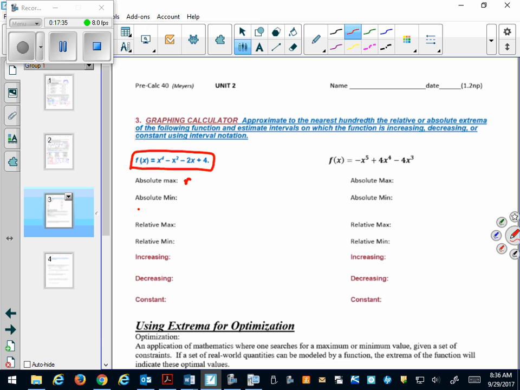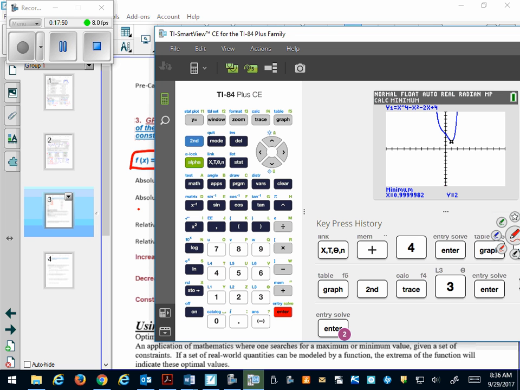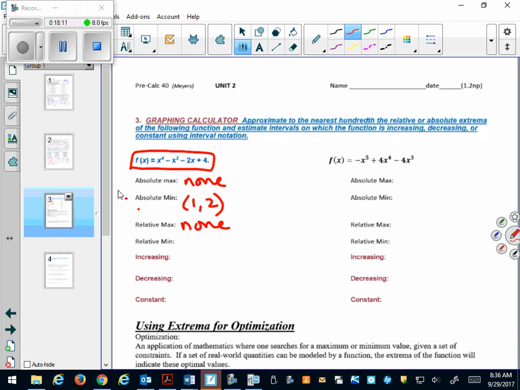So absolute maximum, none. Absolute minimum, 1, 2. Was there a relative max? No. Is there a relative min? No. Remember, a maximum or a minimum is a place where you're changing from increasing to decreasing or decreasing to increasing. This little blip right here kind of does a little whoop. It doesn't really, it's still decreasing. So that doesn't count as a relative maximum or minimum.